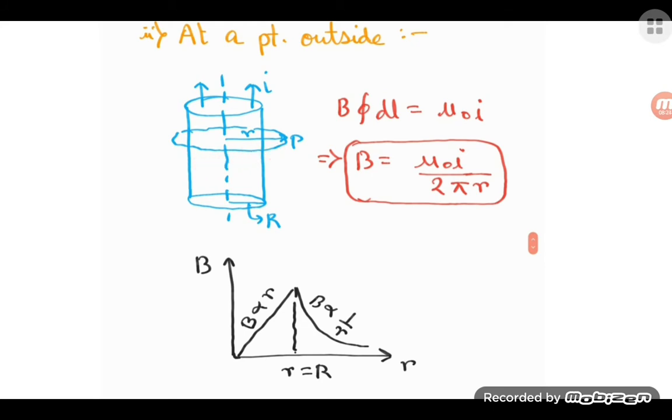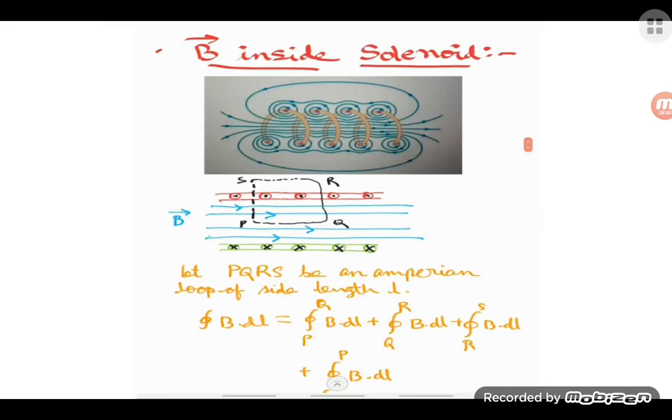Now if the graph is asked for a point outside as well as inside, the graph will be the same as that of the electric field. First it will be directly proportional to r, then it will be inversely proportional to r. Next, magnetic field due to a solenoid.